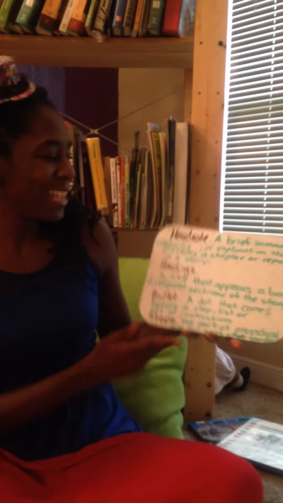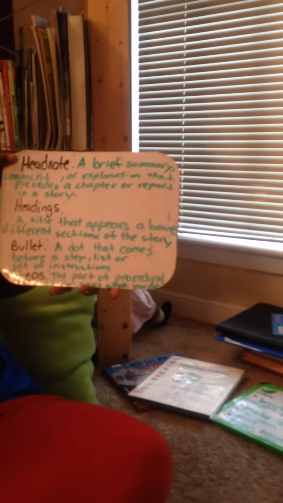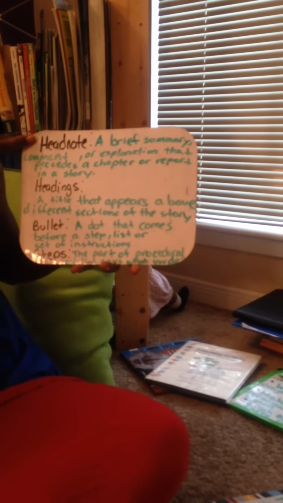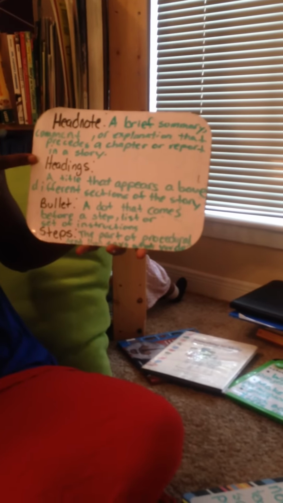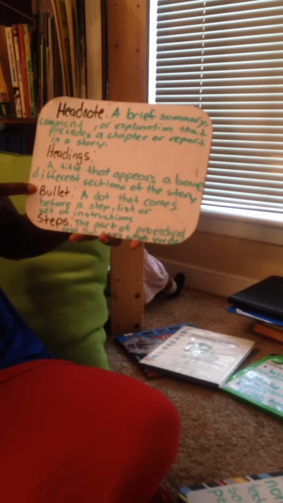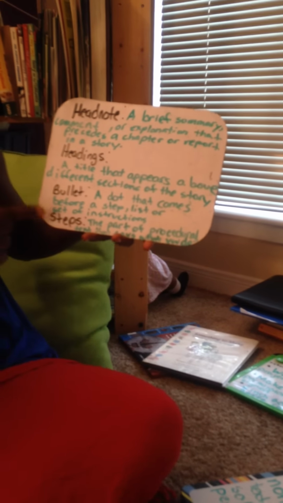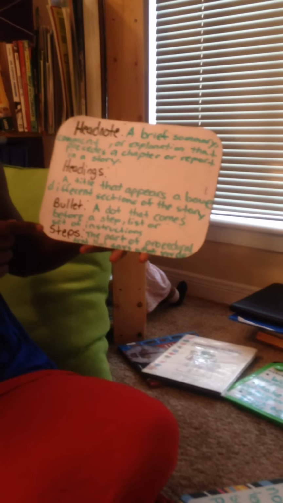Before I begin, let me go over a few vocabulary words that you're going to need to understand in order to effectively complete your assignments this week. The first word is head note. A head note is a brief summary, comment, or explanation that precedes a chapter or report in a story. Headings: a title that appears above different sections of the story. Bullet: a dot that comes before a step, list, or set of instructions. And lastly, steps: the part of a procedural text that says what you do.